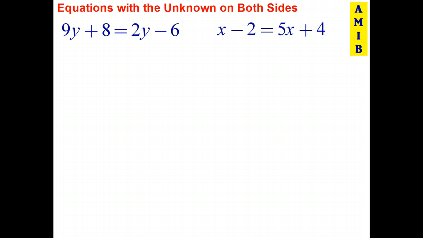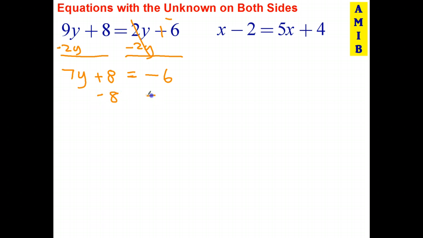Okay, welcome back, students. So once again, we've got the variable on both sides. I'm going to subtract 2y from both sides. I want to keep my coefficients on the variable, or on the unknown, positive. That crosses out. That's actually plus negative. 9y take 2y is 7y. Plus 8 equals negative 6. Subtract 8 from both sides.